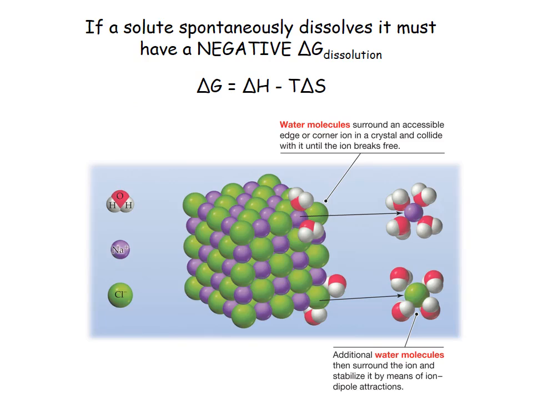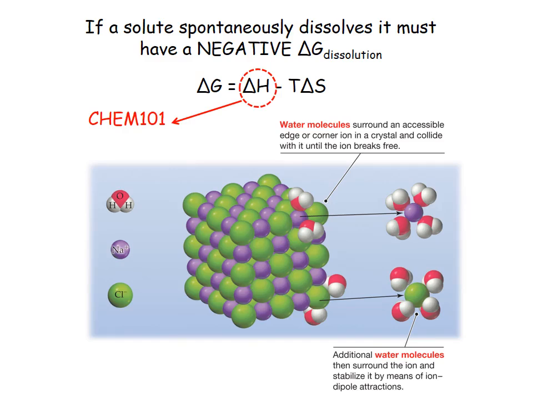If a solute will spontaneously dissolve in a solvent, then it must have a negative delta G of dissolution. So that's a heat of solution, or that's a delta G of solution. So remember that negative delta Gs are spontaneous and positive delta Gs are non-spontaneous. And also remember the equation for delta G, which is delta H minus T delta S. That's shown there in the middle. This is review from last semester. You would have learned this in Chem 101.